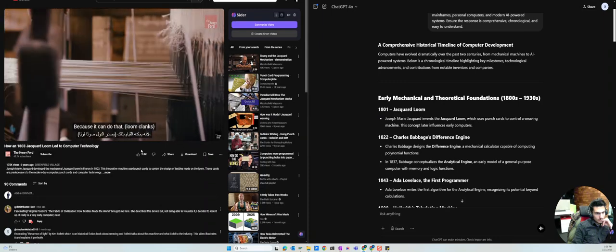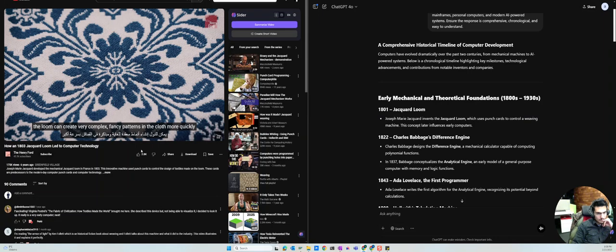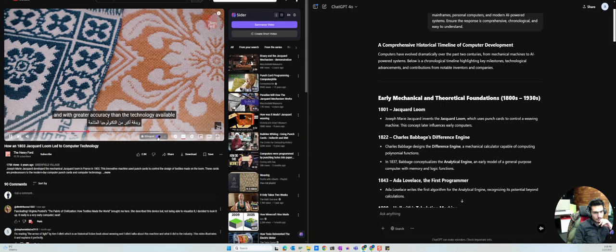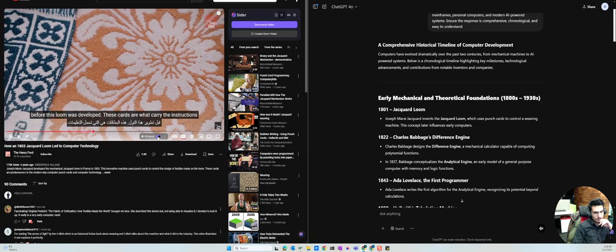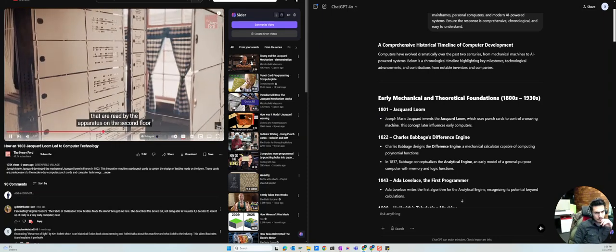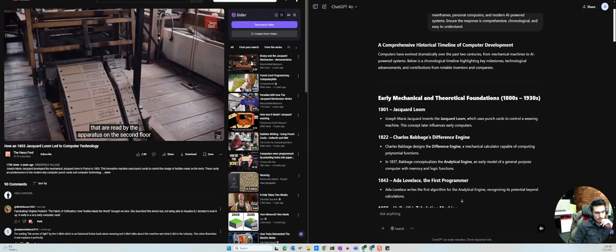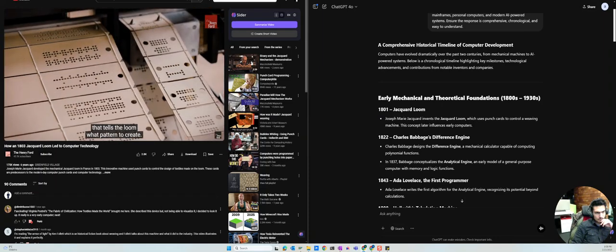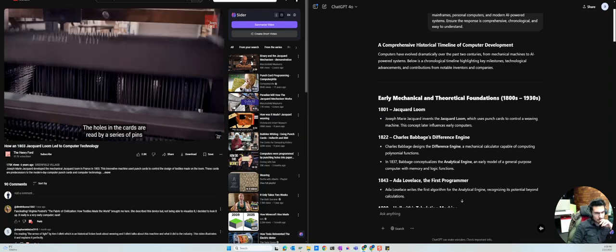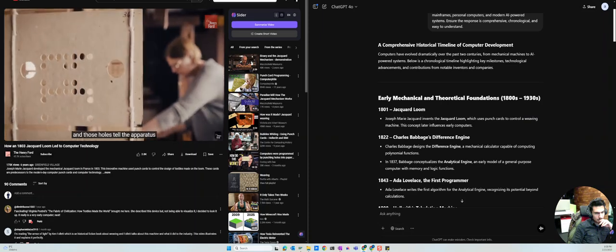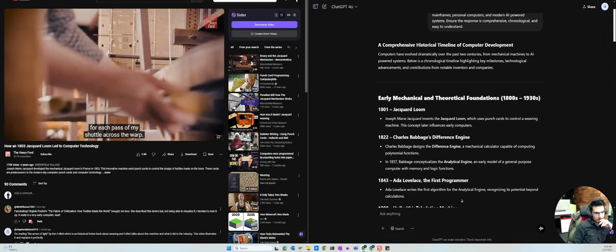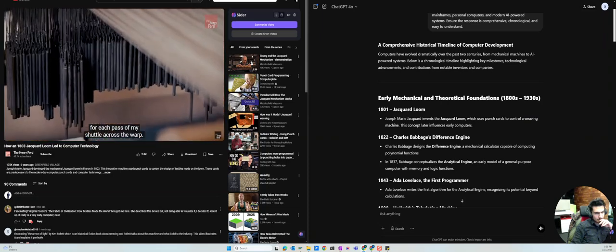Because it can do that, the loom can create very complex, fancy patterns in the cloth more quickly and with greater accuracy than the technology available before this loom was developed. These cards are what carry the instructions that are read by the apparatus on the second floor that tells the loom what pattern to create. The holes in the cards are read by a series of pins up in the apparatus, and those holes tell the apparatus which threads down here should be raised for each pass of my shuttle across the warp.